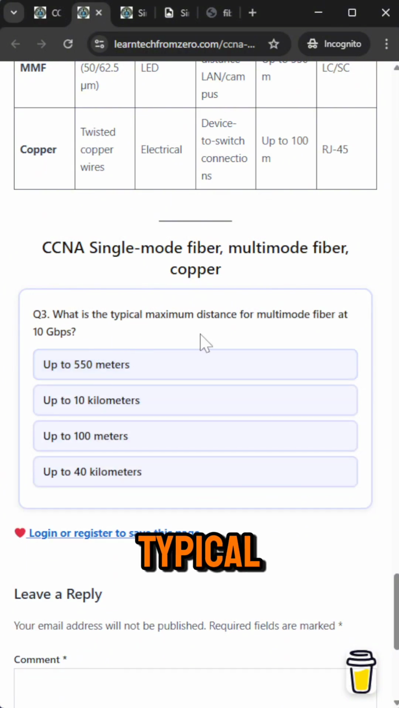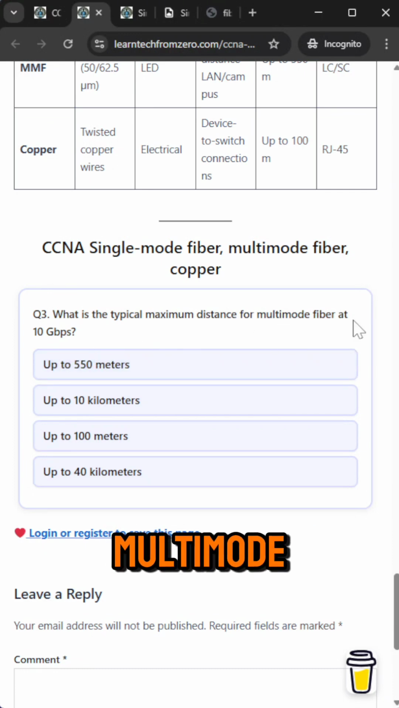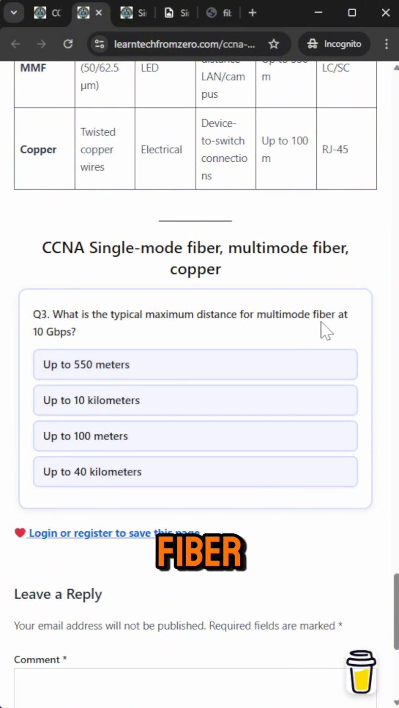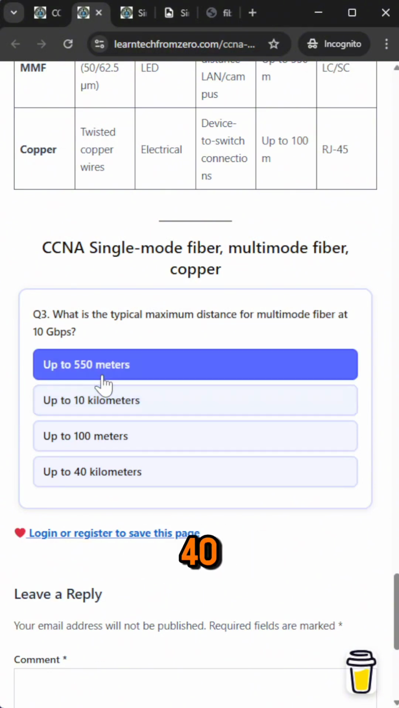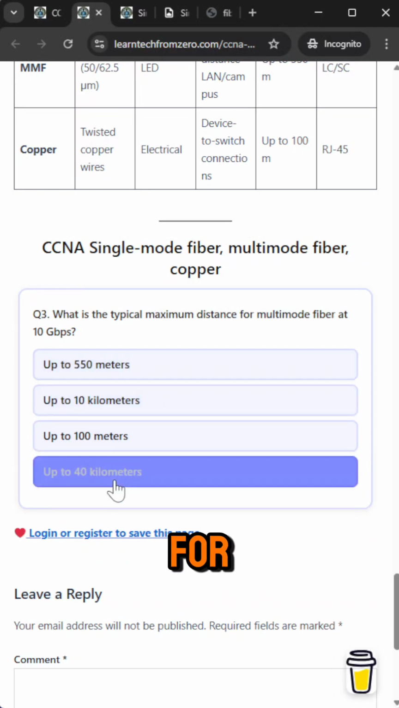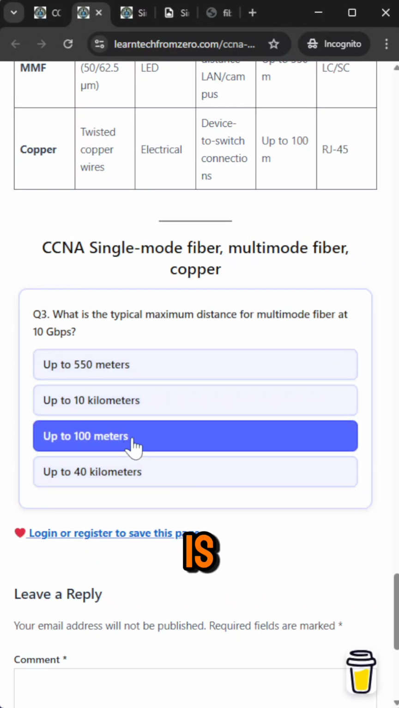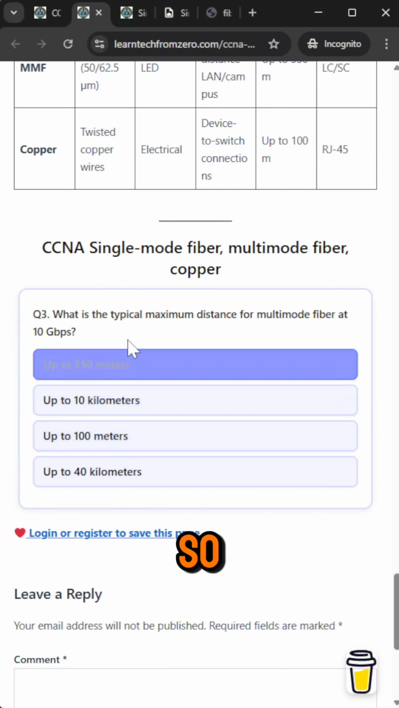What is the typical maximum distance for multimode fiber at 10 gigabits per second? When we say multimode fiber, the maximum distance is 550 meters. For single mode fiber, the maximum distance is 40 kilometers. And this 100 meters is for copper cables, all Cat cables. So this should be the answer.